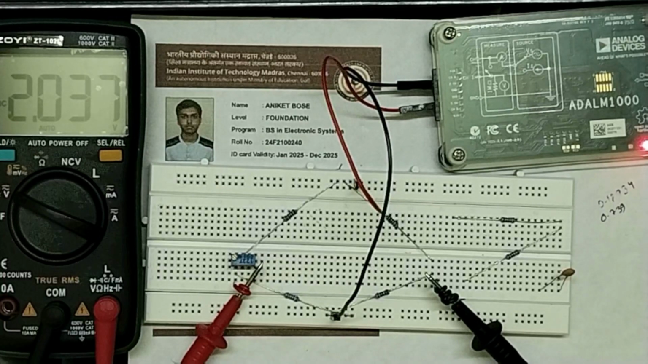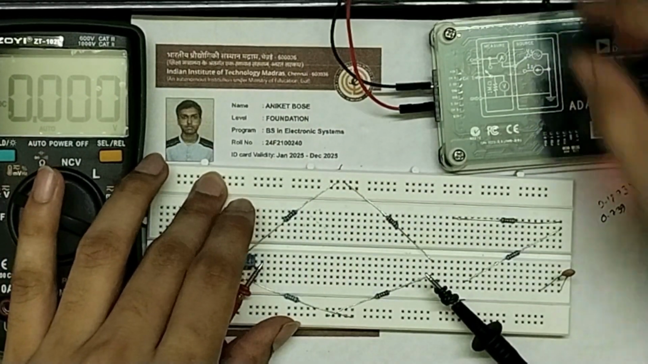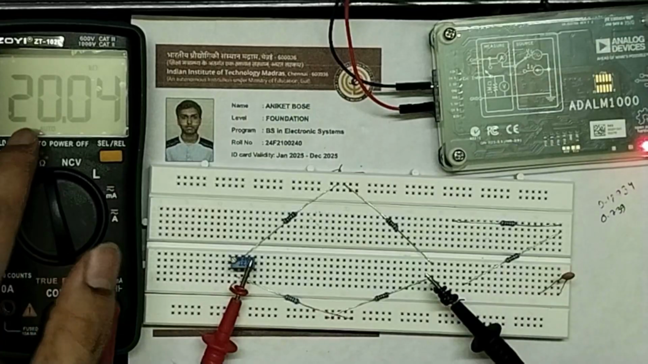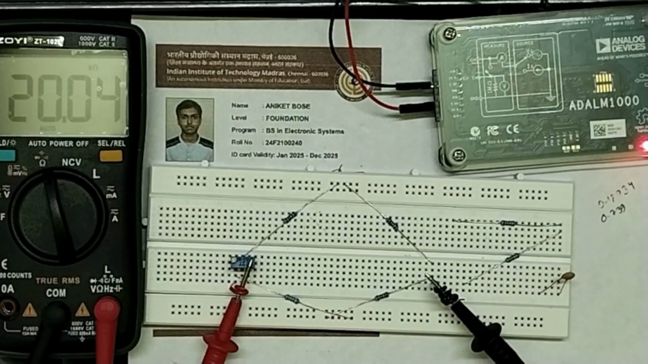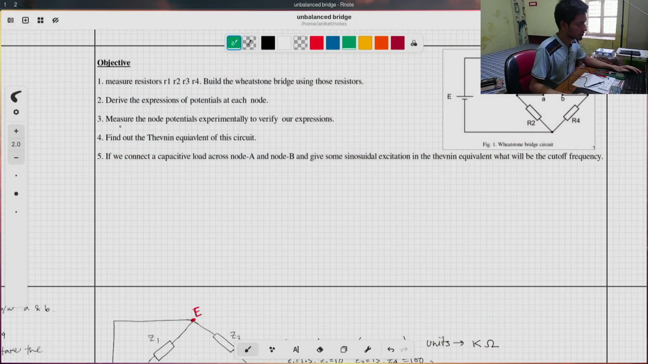Z Thevenin is a resistance when there is no power source. So I have disconnected the source. Now let's measure the resistance. As you can see, the resistance is 20 kilo ohms. In the Desmos also you can see that the Z Thevenin is 20 kilo ohms. So we verified the expressions with the measurements. We have also found out the Thevenin equivalent.